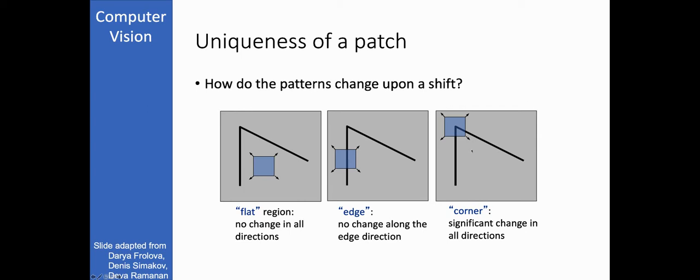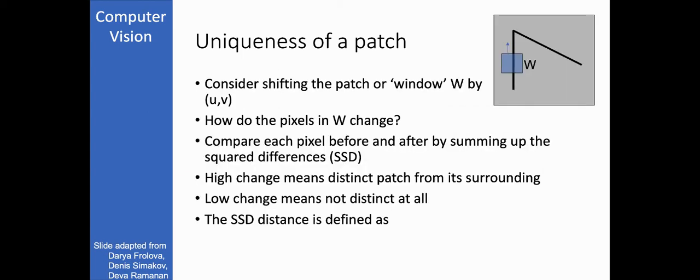But the corners, now, if I move this pattern in any direction, I see that there will be a change. Actually, there's a significant change in all directions. So maybe corners are better distinctive areas in the image that I should be detecting. So let's think about this a little bit better. We will derive how corners are distinctive, and that derivation will give us an idea of how we can detect them as well.